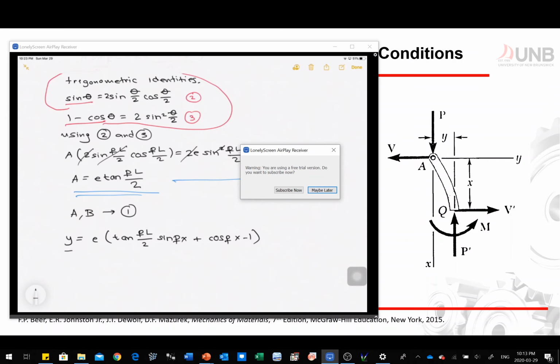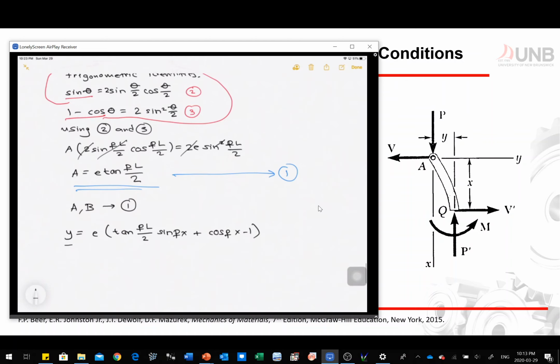Now how can we maximize the use of this equation? Based on our support reactions, we can say that the maximum deflection occurs at x is equal to L over 2. I need to put a note: maximum deflection occurs at x is equal to L over 2. What do we mean by maximum deflection?